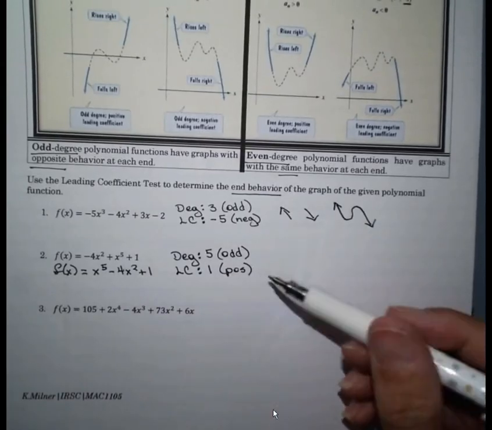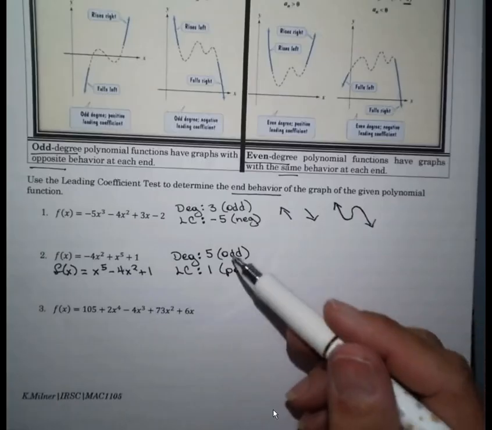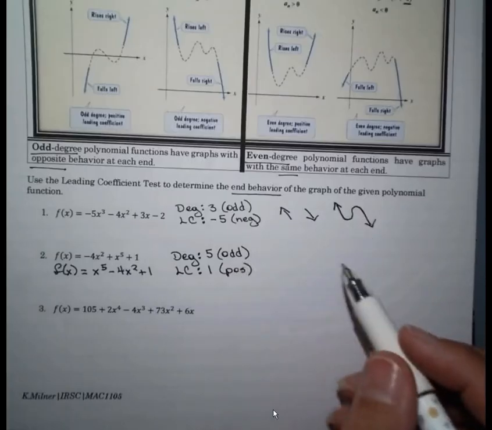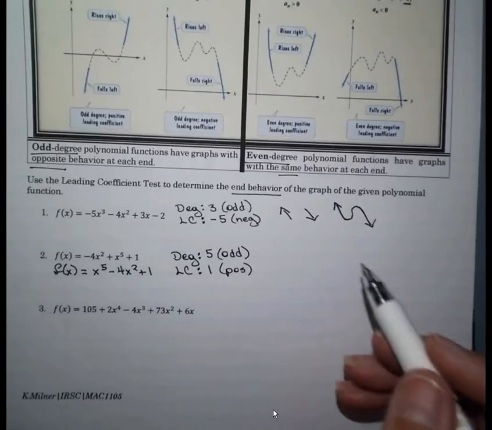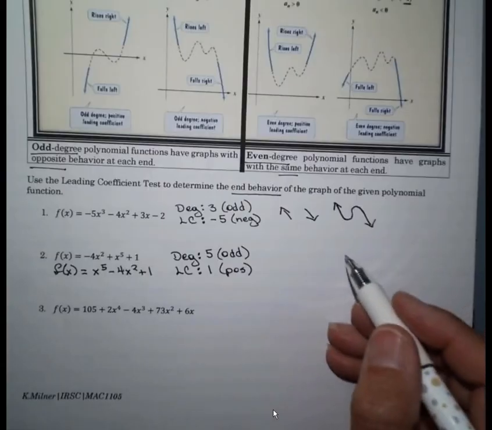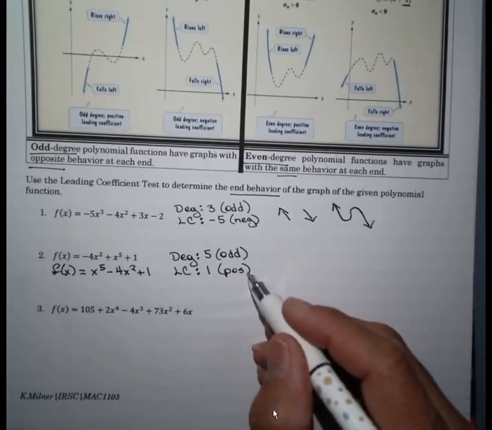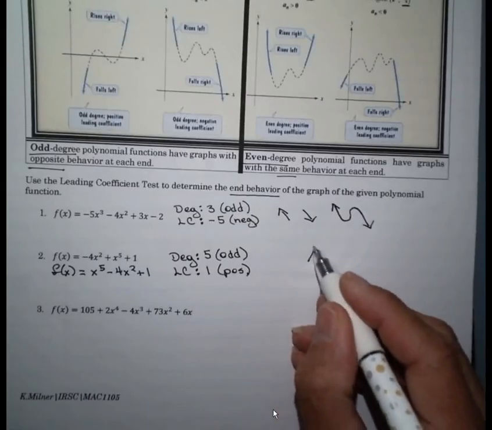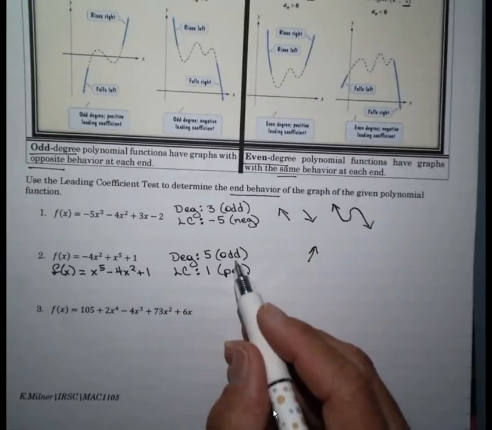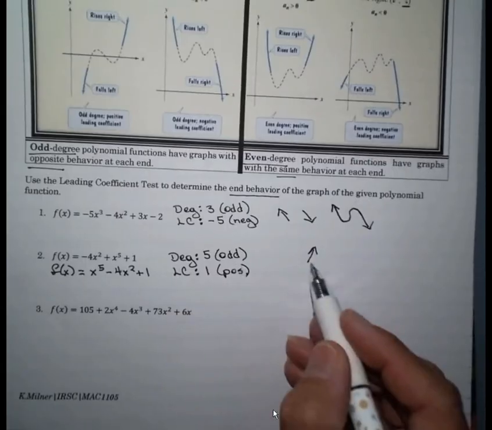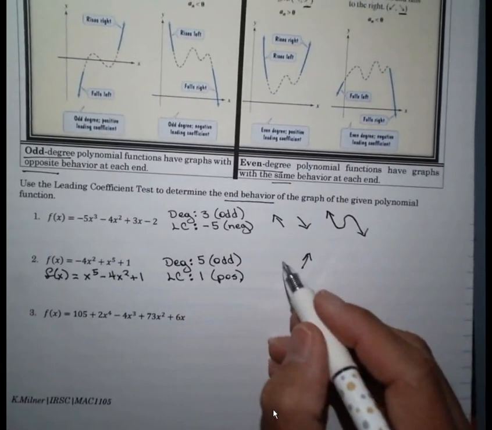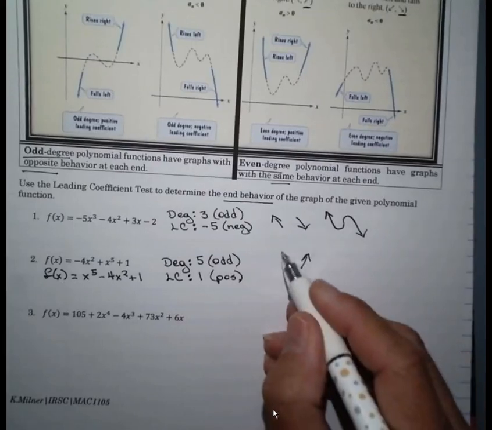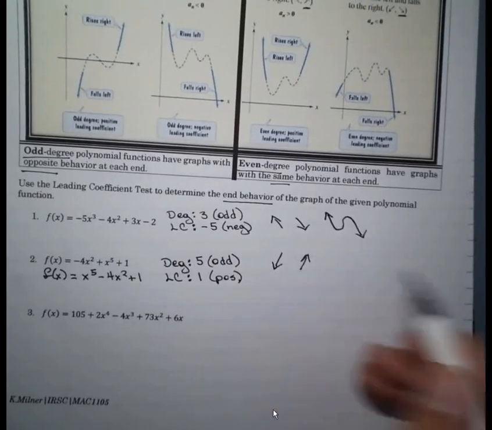Now, I know that because it's positive, the end of my graph is going to go up, right? I know that this positive leading coefficient means the end of my graph has to go up. But because it's odd, I know that these are going to do opposites, right? So the beginning of my graph is going to point in a down direction like this.